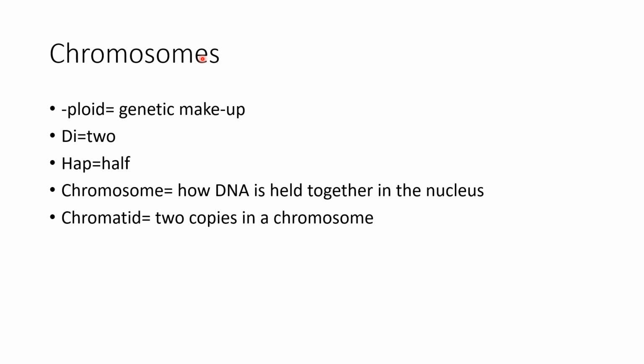And when we're dealing with chromosomes, we have a lot of different things we want to talk about. Ploid is a genetic makeup. So there are two types of cells. We have diploid cells and haploid cells. Di means two. So diploid is a cell that has two copies of its genetic makeup. Haploid means half. So if you only have half your genetic makeup, say you only have 23 chromosomes not paired, you'd have a haploid cell. Now, chromosomes are how DNA is held together in the nucleus. And you do have chromosomes that can have two copies of a chromosome, which are called chromatids.